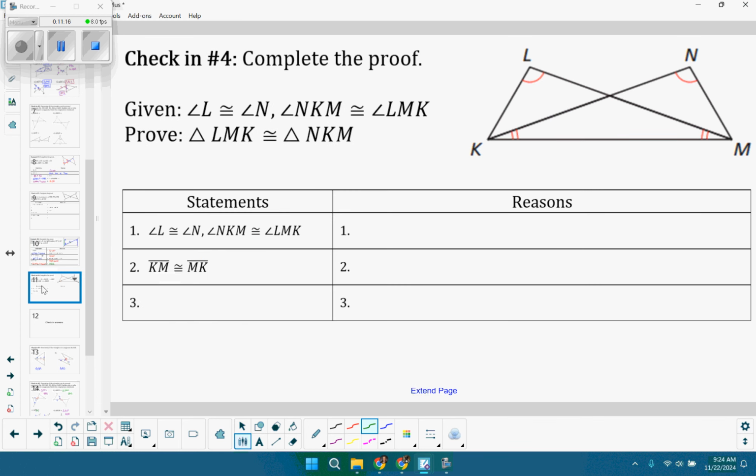So this is one final problem for you to try. Answers are posted on Google Classroom. But that is it for section 5.6.